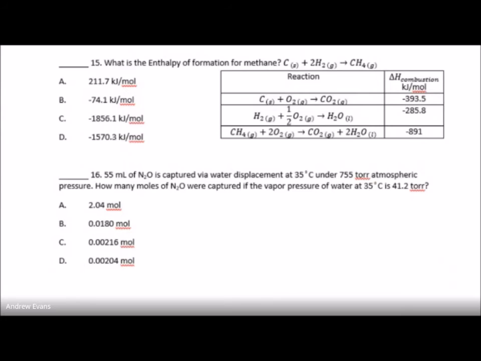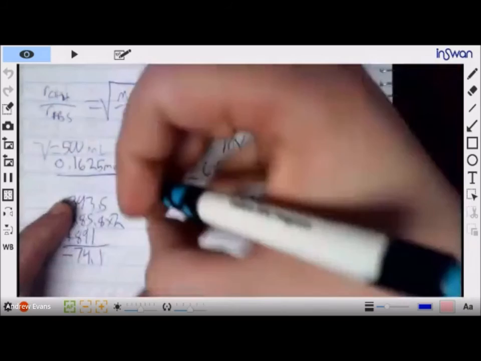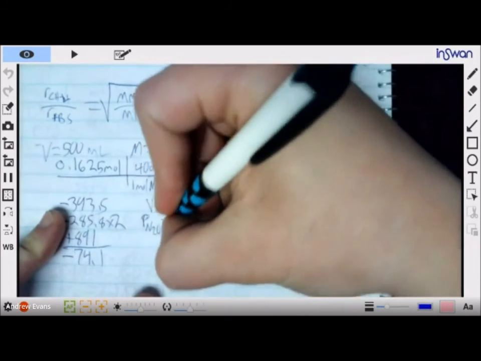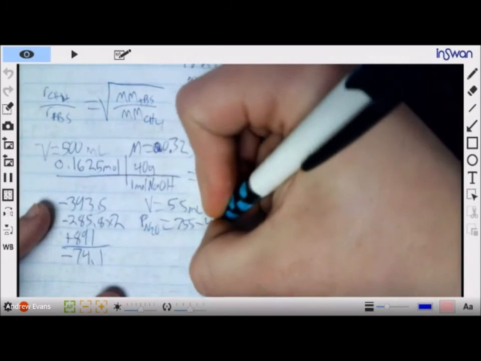Now, 16 is a little bit of a challenge problem. We say 55 mL of N2O is captured by water displacement at 35 degrees. So V is 55, T is 35 degrees, and under atmospheric pressure of 755. However, the vapor pressure of water is 41.2. So I ask you, how many moles of N2O were captured? This one, we have to use Dalton's law. So the P of N2O is going to be 755 minus 41.2.